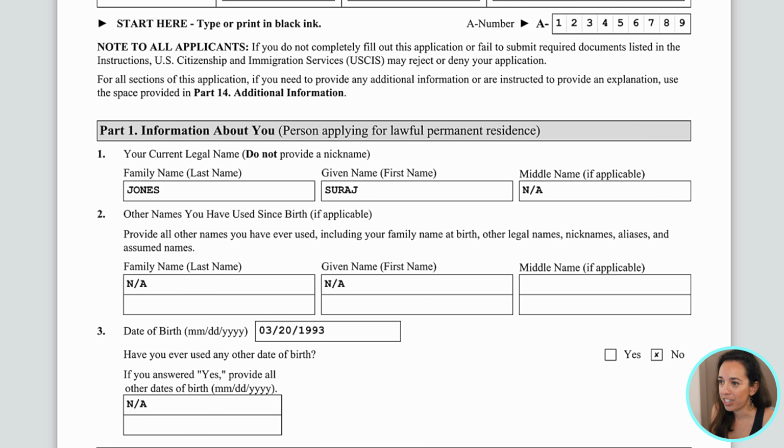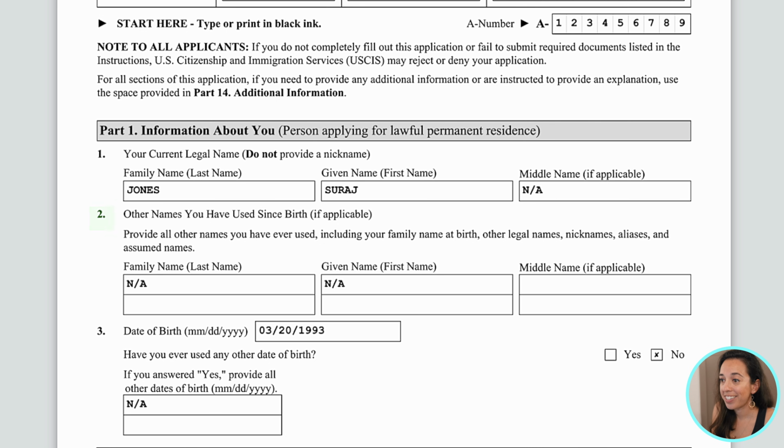Part 1, information about the beneficiary, i.e. the non-American citizen. So question 1 asks for your current legal name, and this is the name of the beneficiary, i.e. the non-US citizen. So in my case, it would be my husband. So I typed in his last name here, his first name here, and as he doesn't have any middle names, I wrote NA. I put NA instead of leaving any spaces blank, just to let USCIS know that I have not unintentionally or accidentally left this blank.